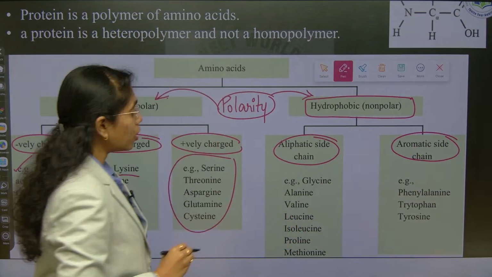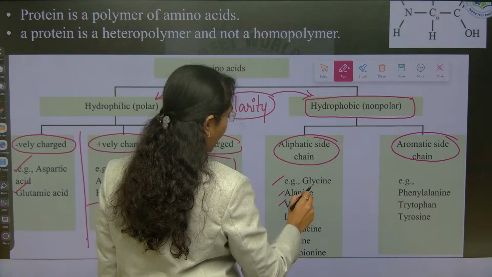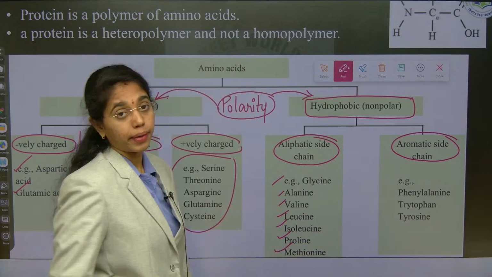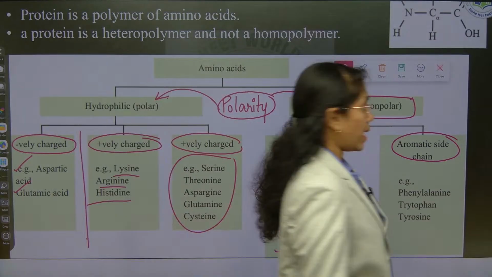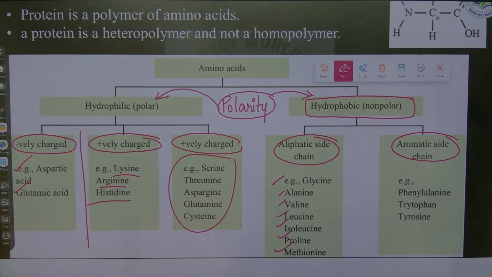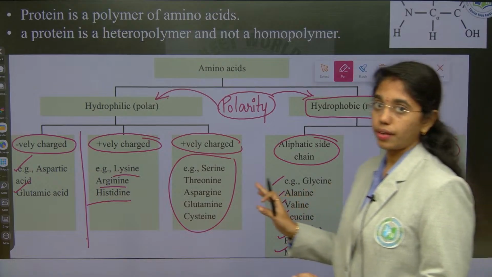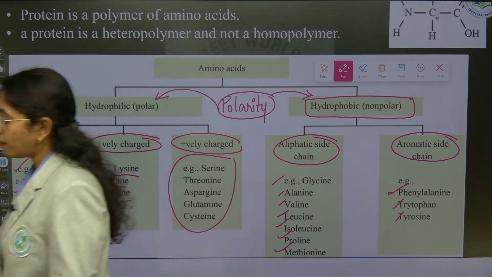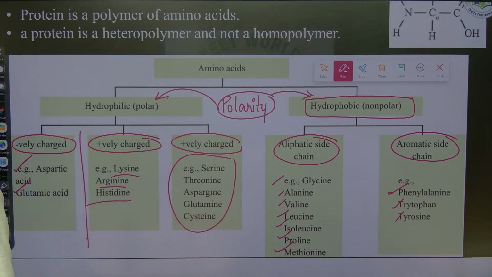Aliphatic includes glycine, alanine, valine, leucine, isoleucine, proline and methionine. Followed by aromatic. Aromatic hydrophobic amino acids include phenylalanine, tryptophan and tyrosine. If you fix this chart in your mind and look into it twice and thrice, that will be easy for you, and that is very important also.